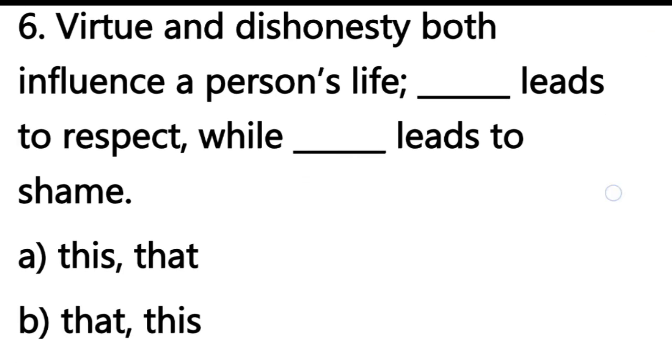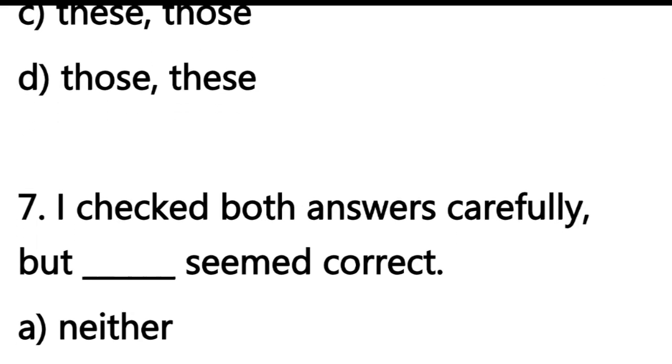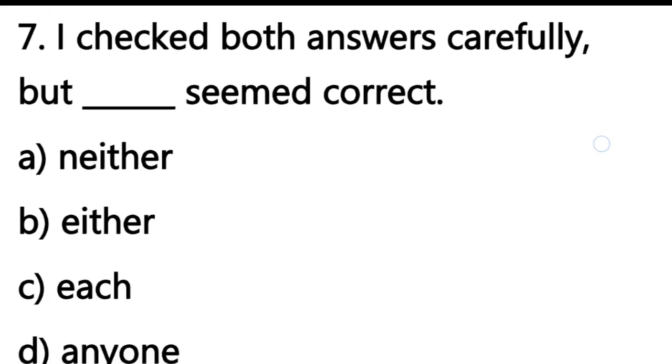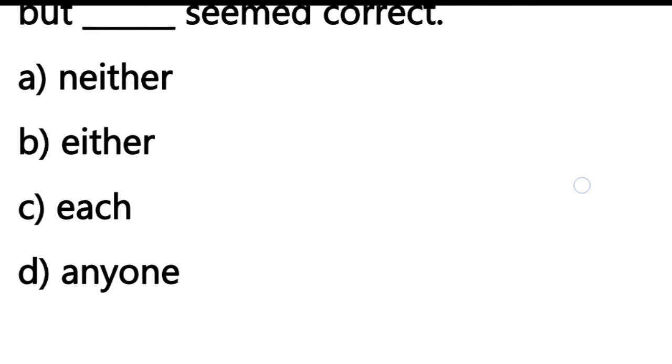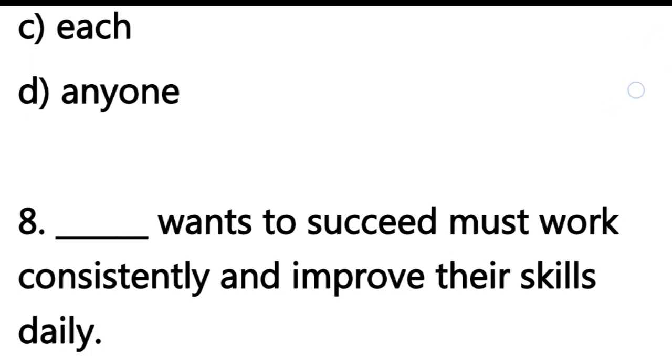And now we have question number 6, which says, virtue and dishonesty both influence a person's life. Dash leads to respect while dash leads to shame. And these are your options. Read them carefully. And now let's talk about question number 7. I checked both answers carefully, but dash seemed correct. The options are neither, either, each, anyone.